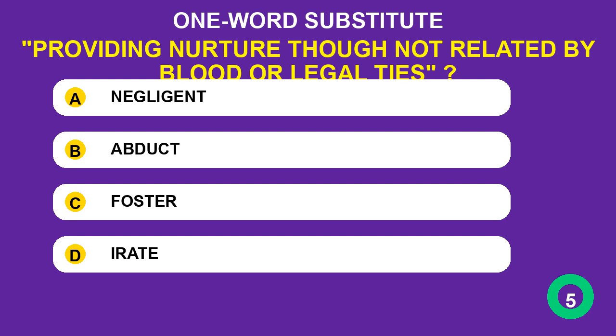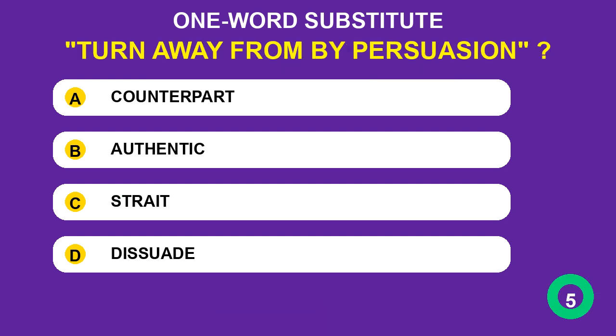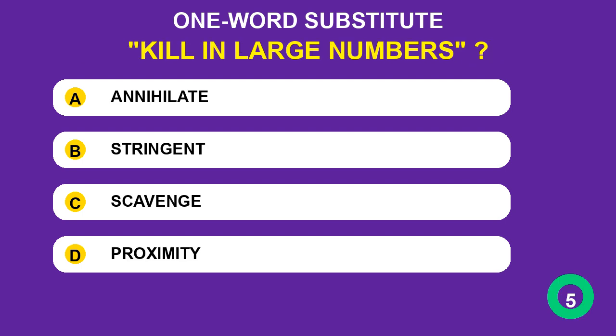What is the one word for, providing nurture though not related by blood or legal ties? The correct answer is foster. What is the one word for, turn away from by persuasion? The correct answer is dissuade. What is the one word for, kill in large numbers? The correct answer is annihilate.